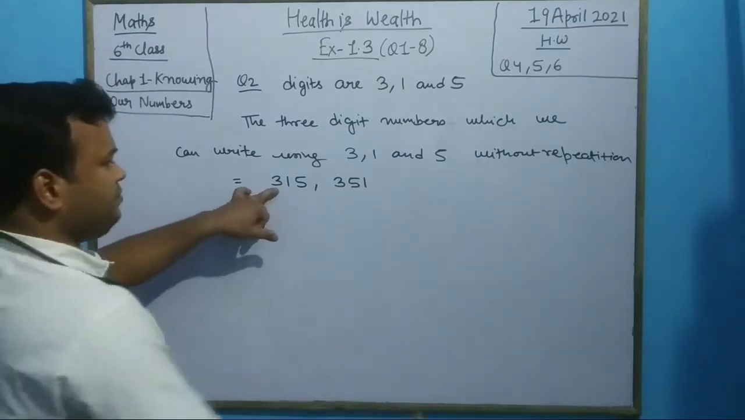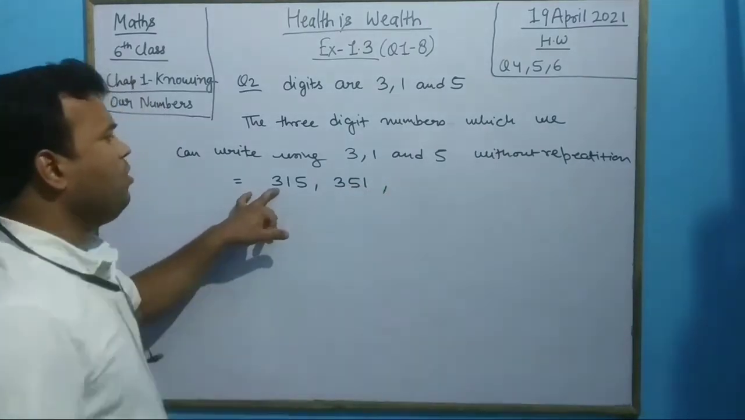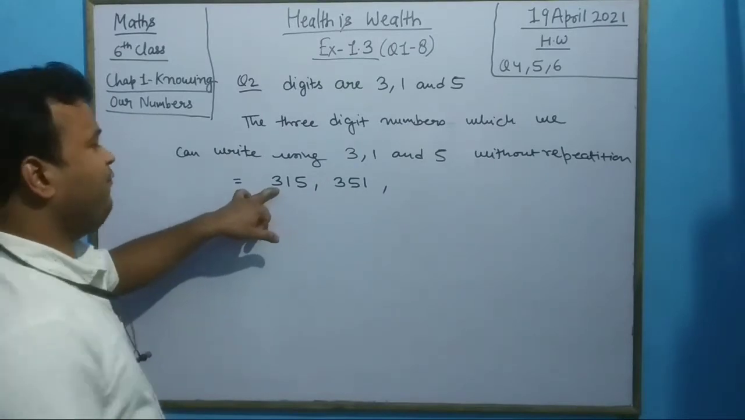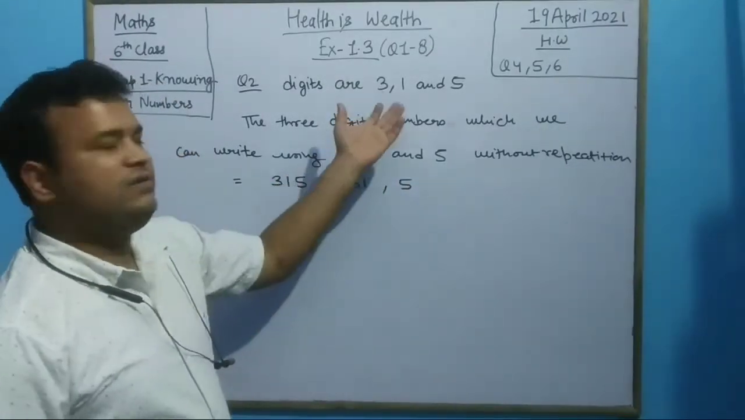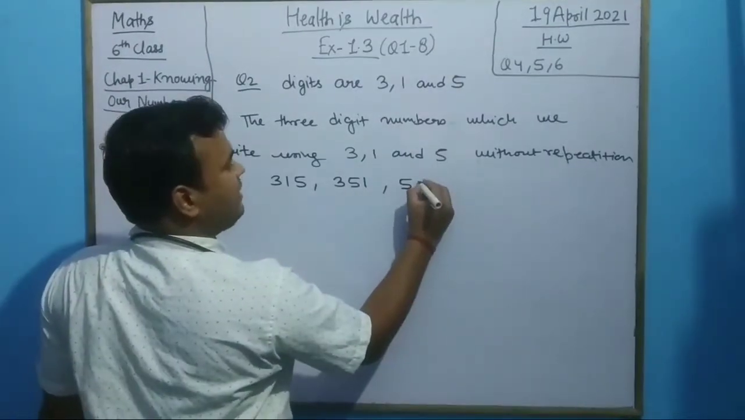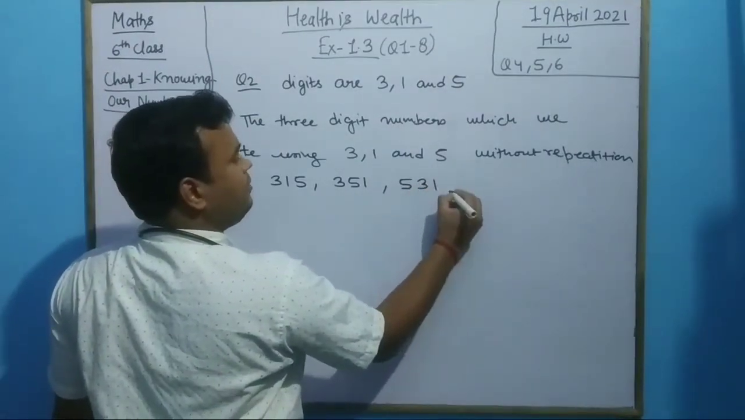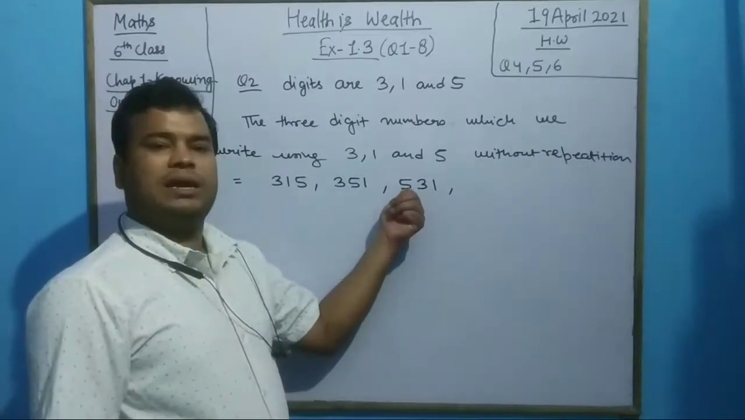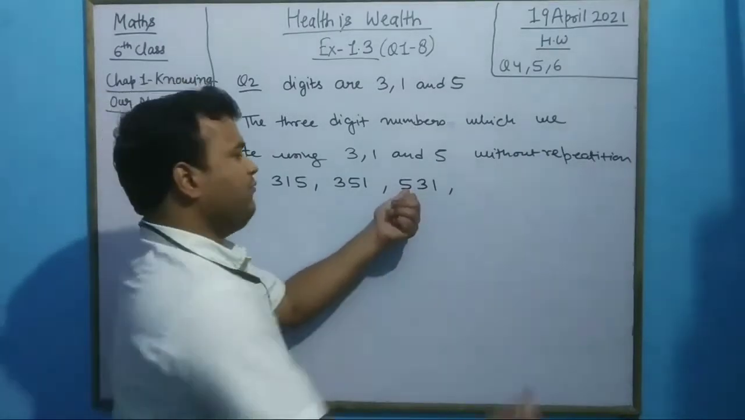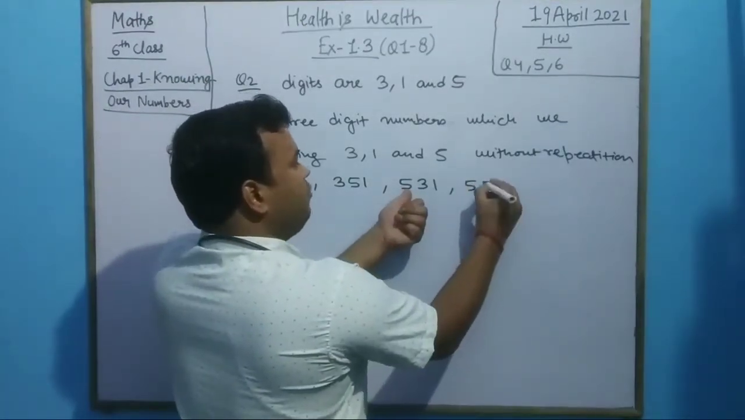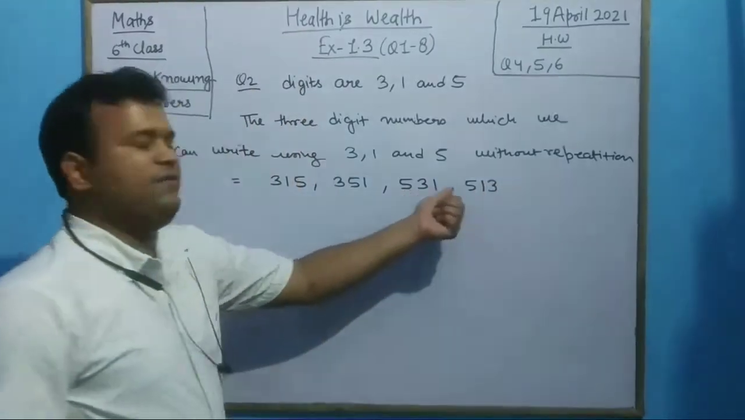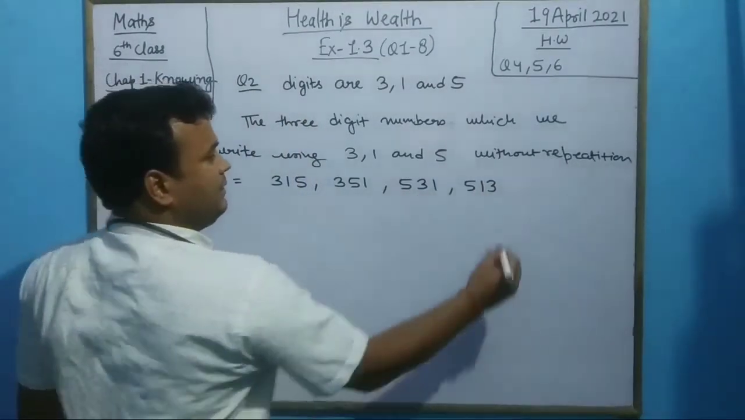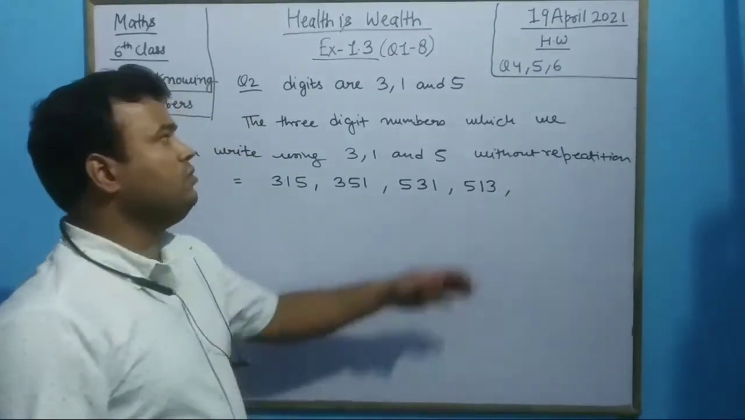Okay, again now take 5. Take 5 at the 100 place. There are 2 digits left. Place them like this, 5, 3, 1. Again, okay, just hold 5 at the 100 place and move the digits. Replace the digit, interchange them. This is 513.